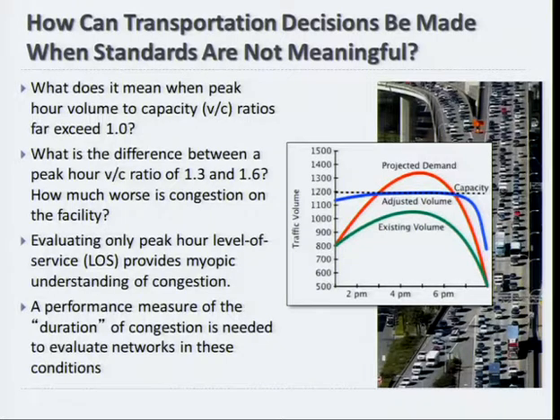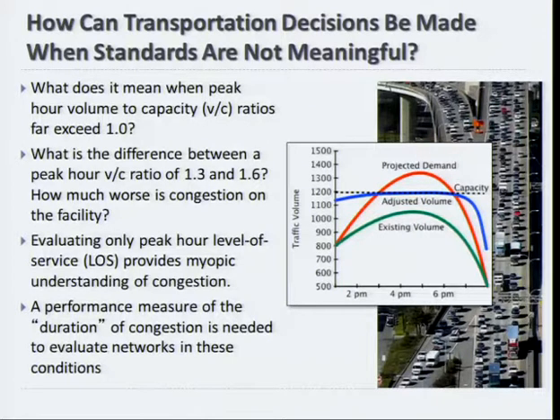We had other segments where we were just above the level of service F threshold and segments where we were way over it, and in the output it was all just level of service F. We needed something that gave us more information on measuring congestion when things got really bad.